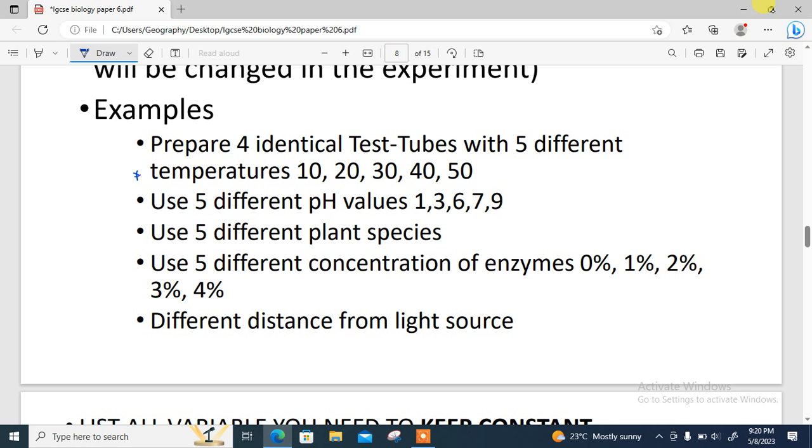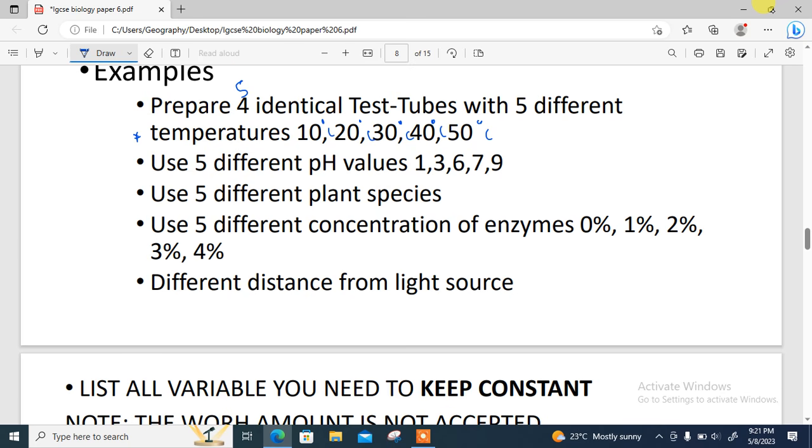Now, the temperatures: you have 10 degrees Celsius, 20 degrees Celsius, 30 degrees Celsius, 40 degrees Celsius, 50 degrees Celsius. So you are looking at 5 different temperatures. Sorry, this should be 5 identical test tubes, because each temperature has its own test tube. Now, use 5 different pH values. In this case, the different pH is what you want to change. Another example is you use 5 different plant species. In that case, it is the plant species that you want to change in the experiment.